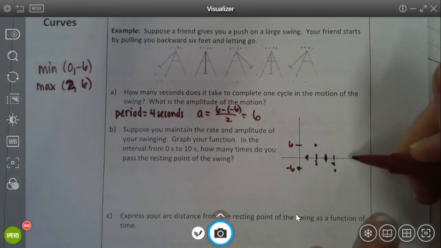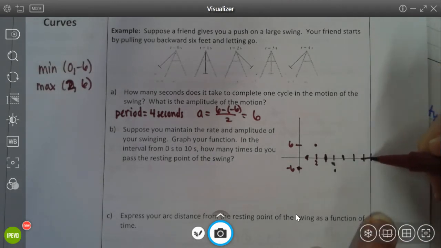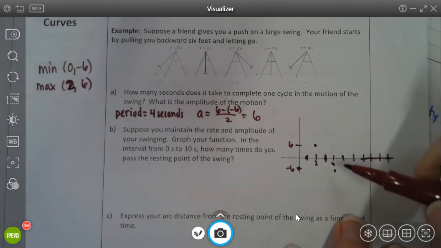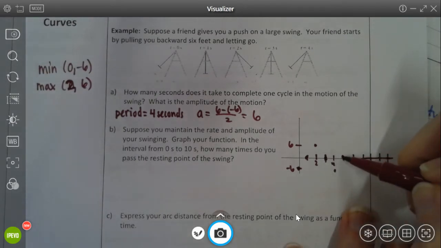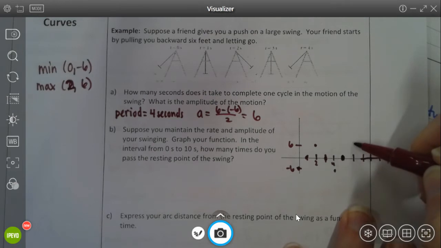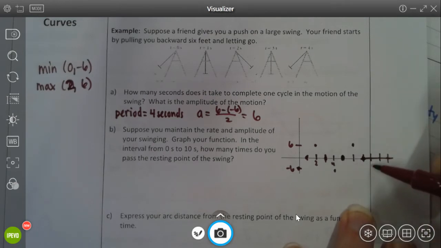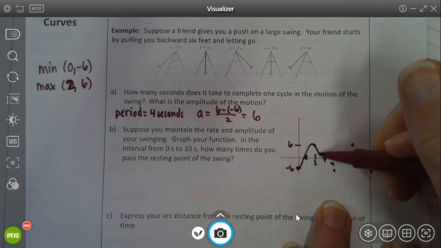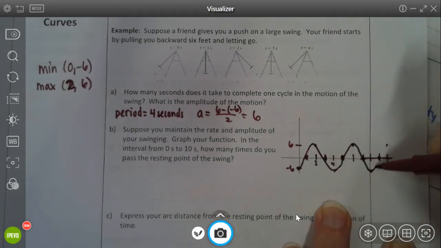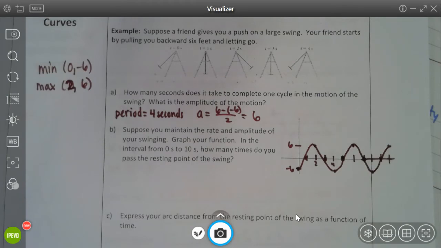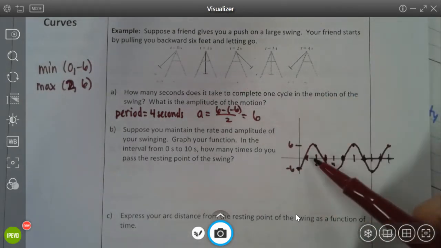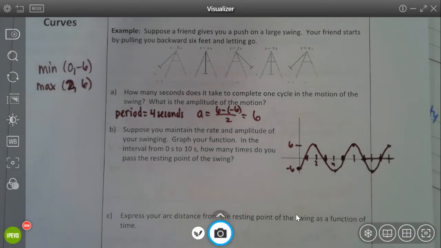So that's 4, 5, 6, 7, 8, 9, until we get to 10. All right, so we go again, -6. The next second, we go to 0. The next second, +6, back to 0, down. And so this is what our motion on the swing looks like if we model that distance away from stationary for those 10 seconds. So they want to know how many times did I pass the resting point of the swing? And the resting point is at 0. So we passed it 1, 2, 3, 4, 5 times.